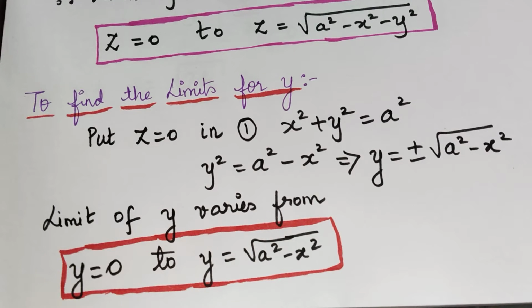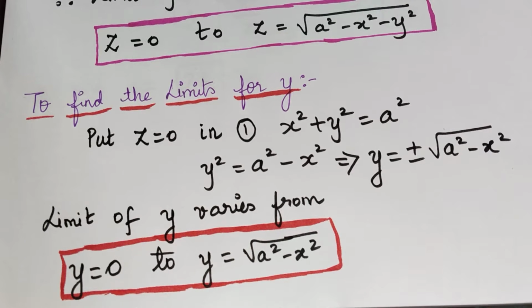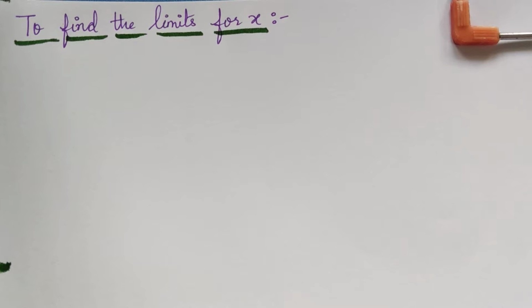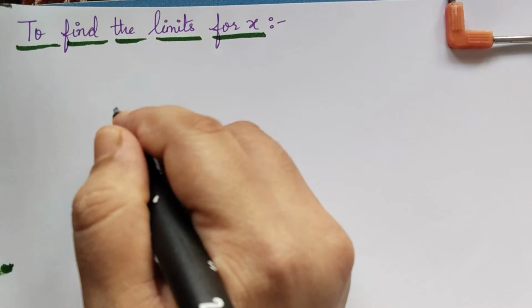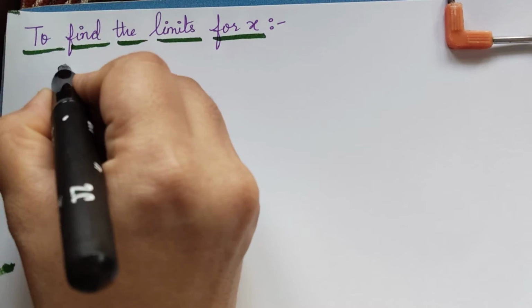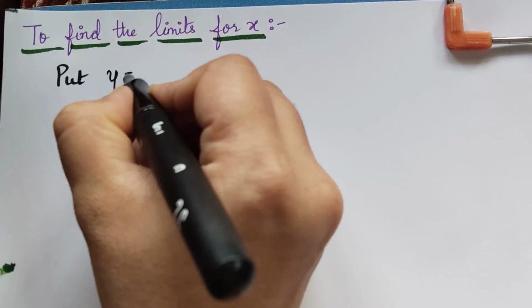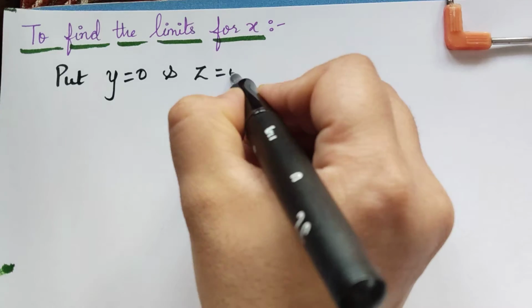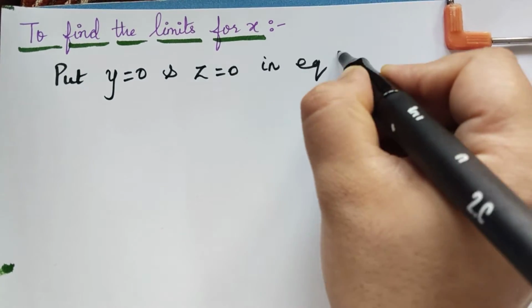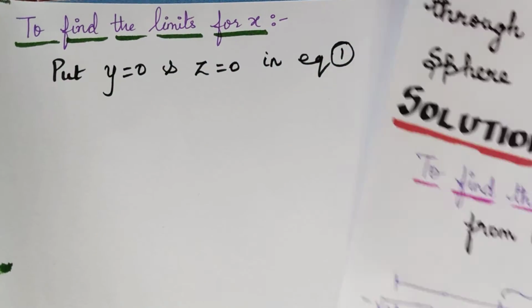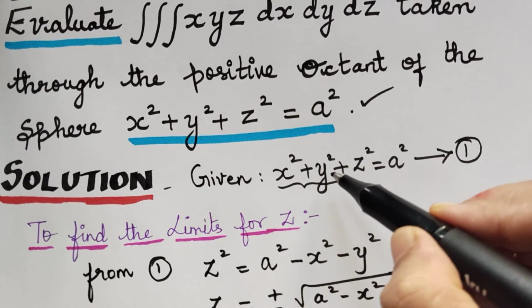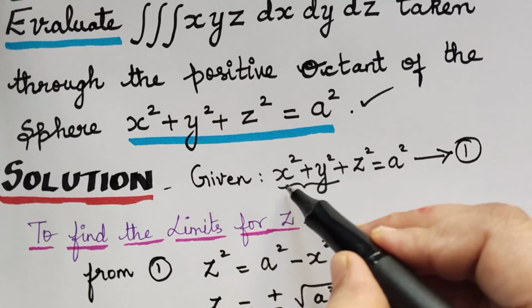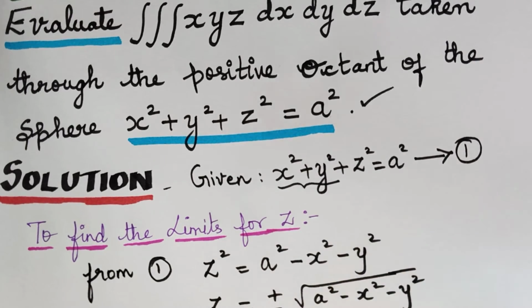After finding the limits for y, finally we have to find the limits for x. To find the limits for x, we should consider the x-axis. And we know that on the x-axis, y is equal to 0 and z is equal to 0. So we have to put y equal to 0 and z equal to 0 in equation 1. If you put z as 0 and y as 0, then we will be getting x square equal to a square.